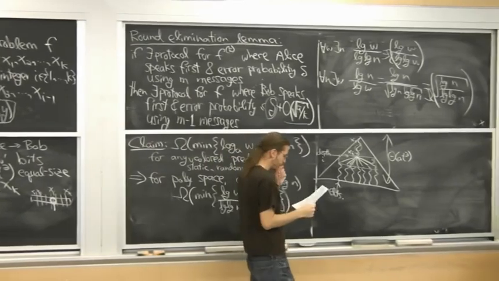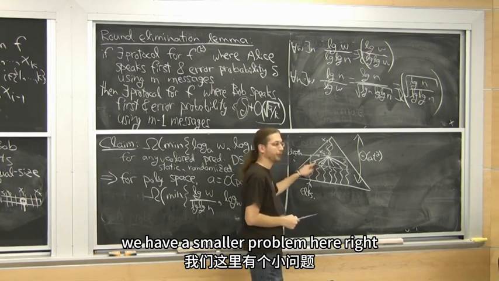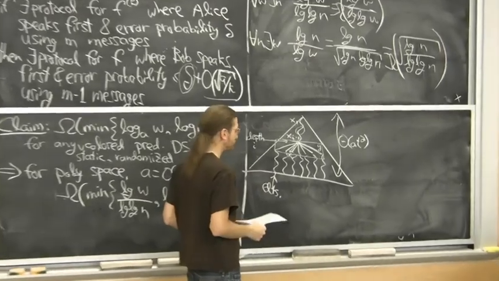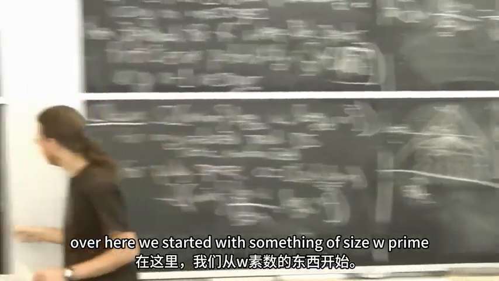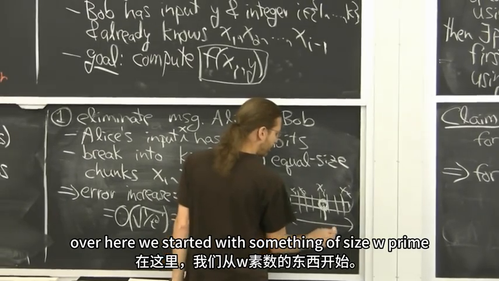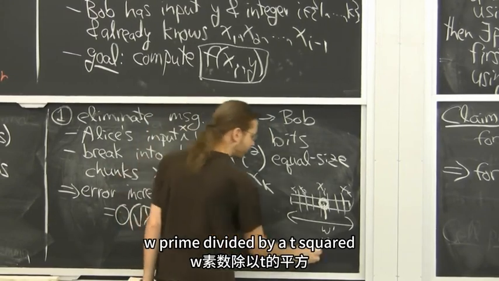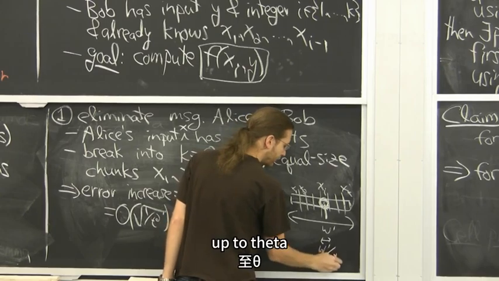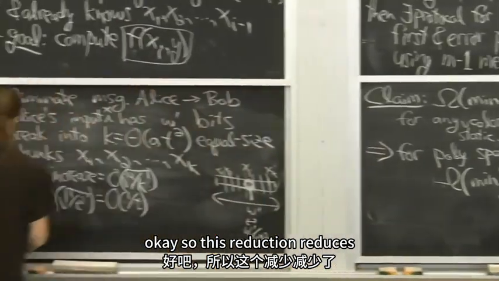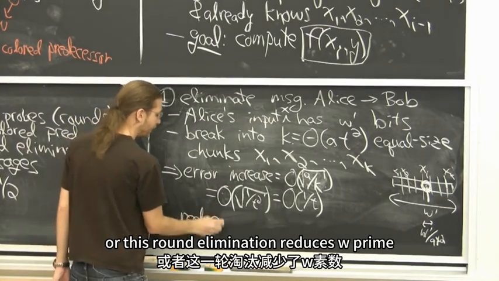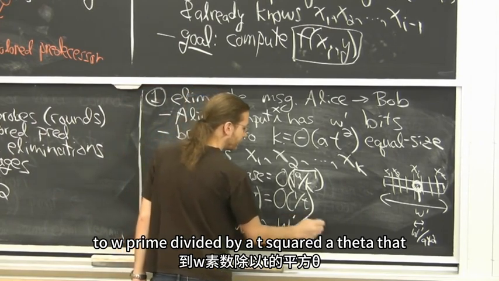Cool. Okay, what happens here in terms of n and w? We have a smaller problem here, right? We threw away all this stuff. What got reduced is our word size over here. We started with something of size w prime, and now we end up with something of this size, which was w prime divided by at squared, up to theta. So this round elimination reduces w prime to w prime divided by at squared, theta of that.